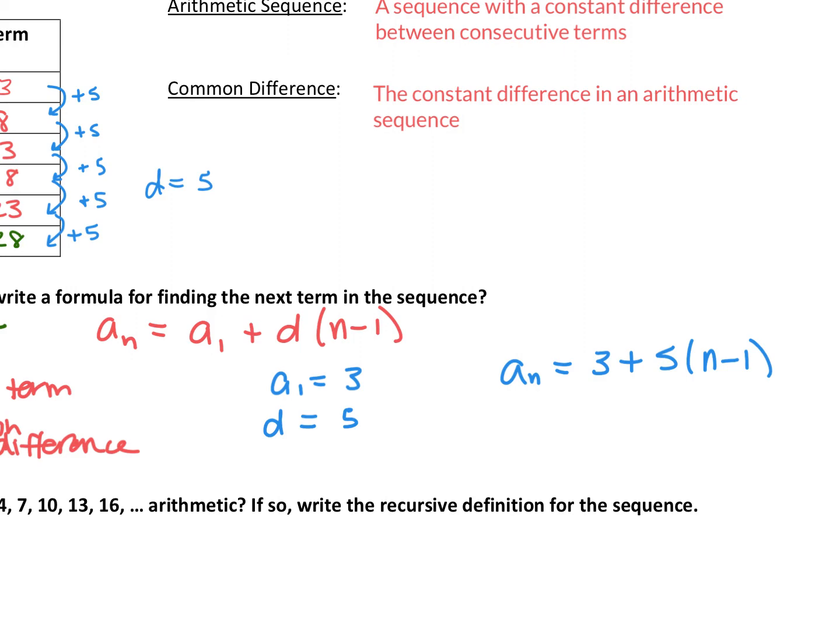This can be used to find any term in the sequence. If I wanted the 10th term, we would plug in a 10 for n. If I wanted the 12th term, 12 for n. If I wanted the 150th term, I would plug in a 150 for n. I can find any term in the sequence.